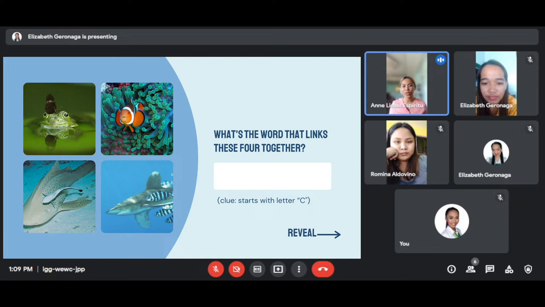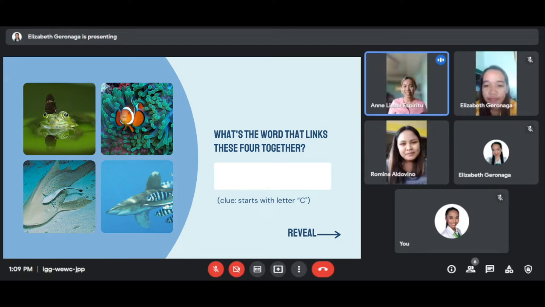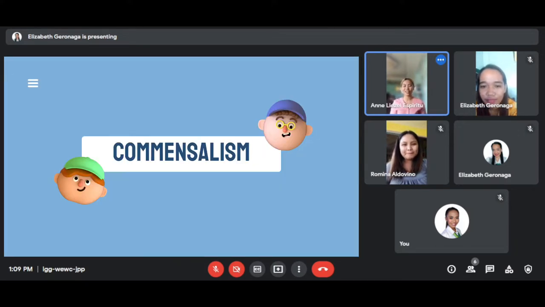The next set of pictures contains fishes and underwater objects. The clue starts with the letter C. Anyone, what do you think is the word? Miss Aldovino? I think it's commensalism. Commensalism. Let's see if it's correct. Commensalism is correct. Very good, Miss Aldovino.